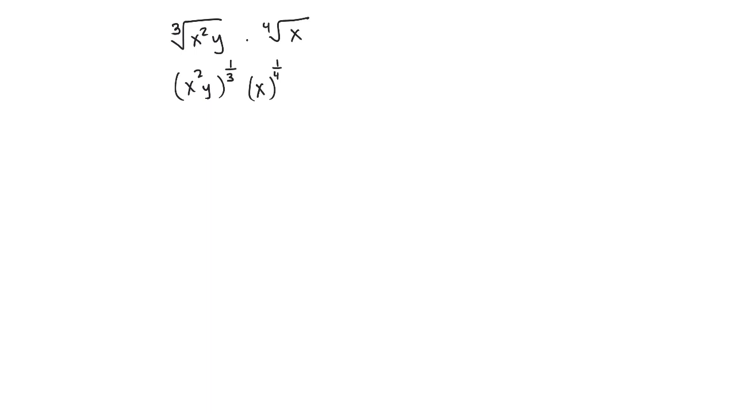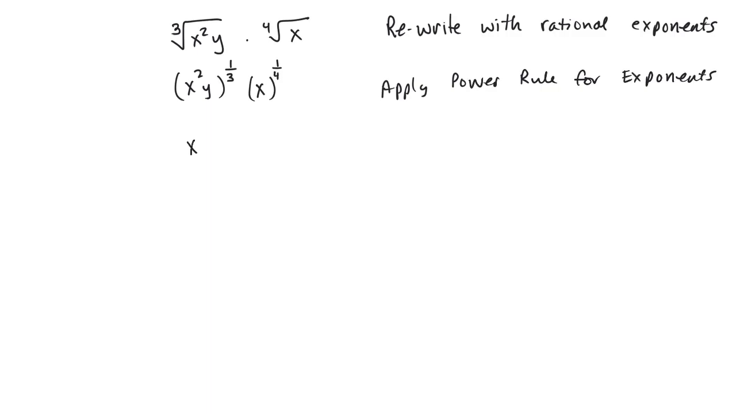Now I'm going to apply the power rule for exponents. That means taking everything in that expression with the 1/3 power, and applying the power rule means we multiply exponents. So it would be y to the 1/3, x squared to the 1/3. And likewise with that x, it's taken to the 1/4 power. Okay, and now right here, 2 times 1/3, that would be x to the 2/3 times y to the 1/3, x to the 1/4. So I just applied the power rule for exponents.